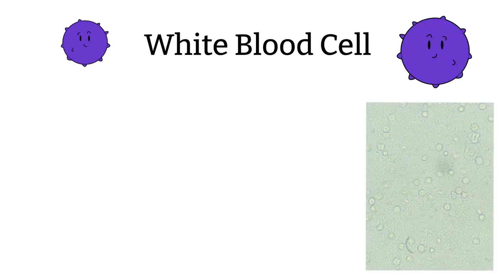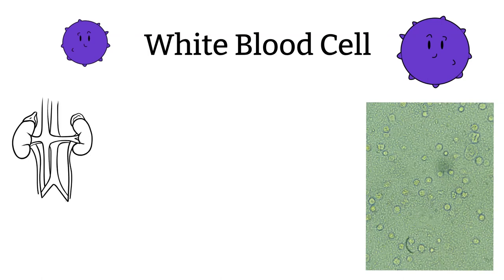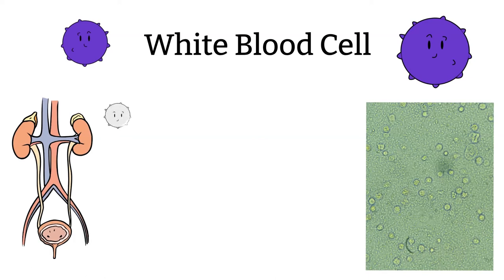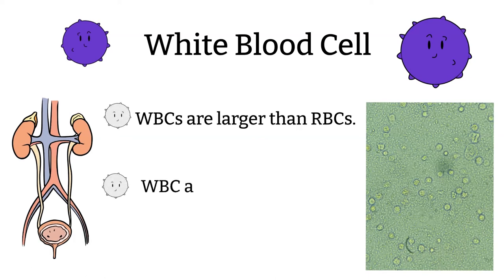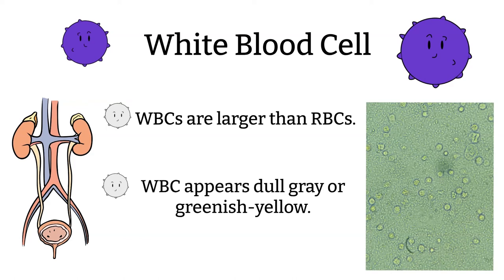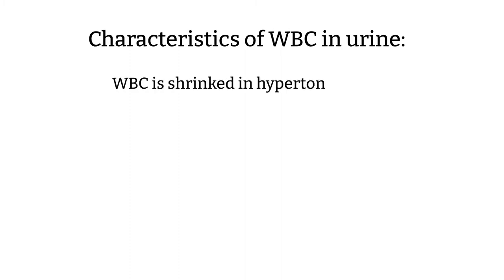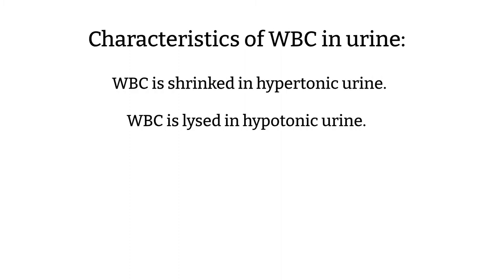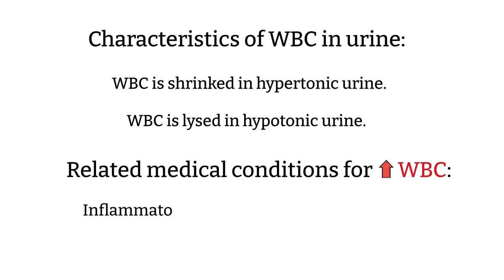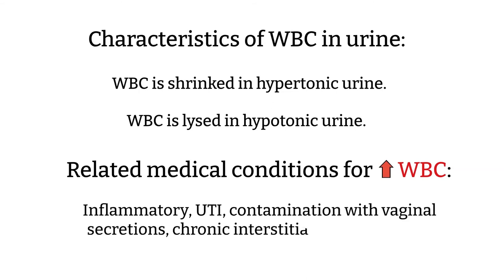White blood cells. White blood cells are the same as red blood cells in the sense that they can enter the urinary tract anywhere. On average, a normal urine contains about 2 white blood cells per high power view. White blood cells are larger than red blood cells, usually spherical, and appear dull gray or green-yellowish under the microscope. White blood cells shrink in hypertonic urine and lyse in hypotonic urine, which is the opposite of red blood cells. An increase of white blood cells in urine is associated with inflammation, UTI, contamination with vaginal secretions, dehydration, stress, and more.